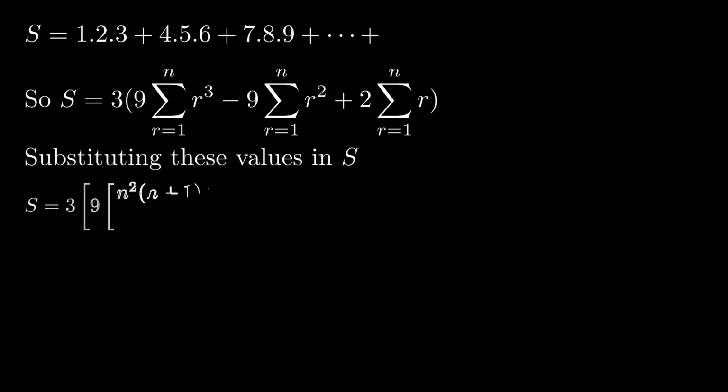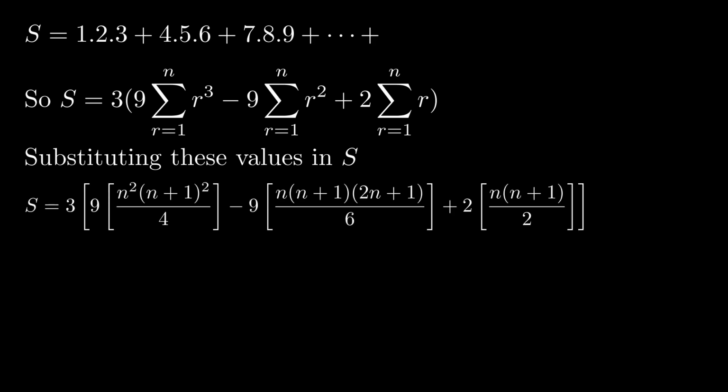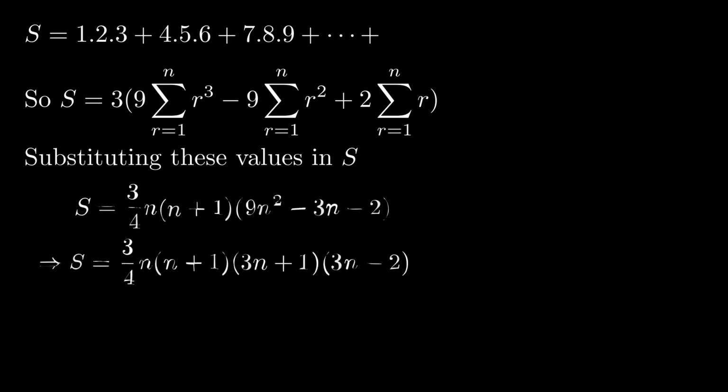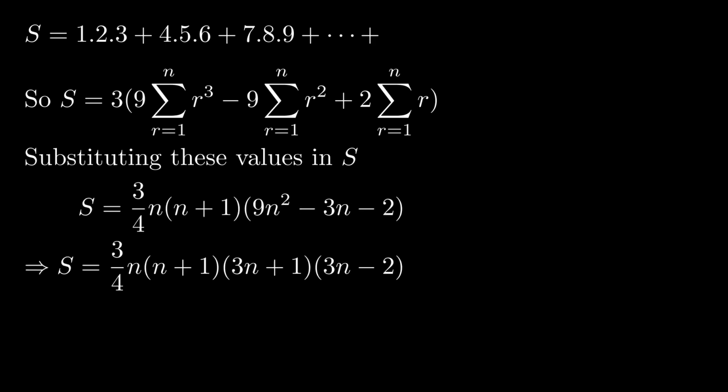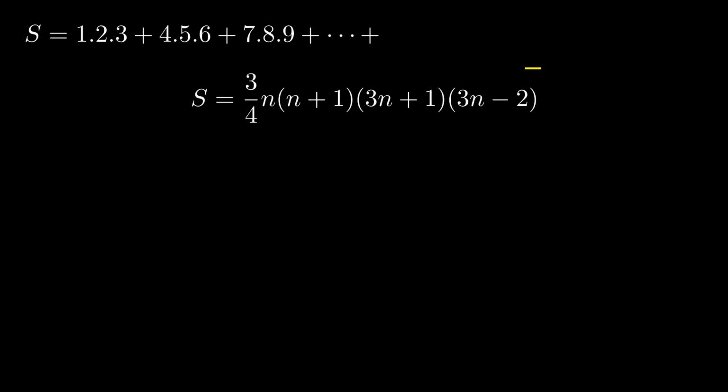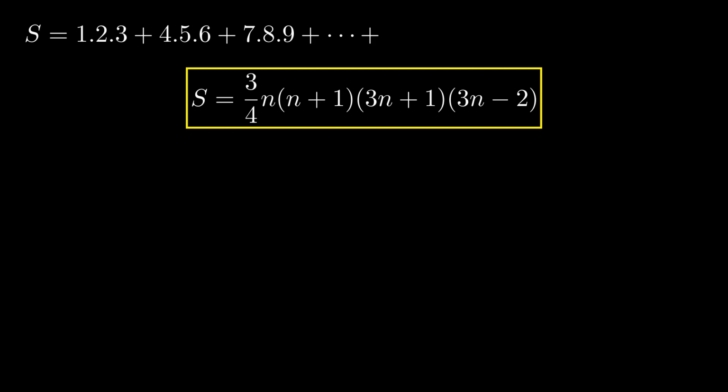Substituting the summation formulas into S, we find... Finally, we find S equals 3/4 times n(n + 1)(3n + 1)(3n - 2).